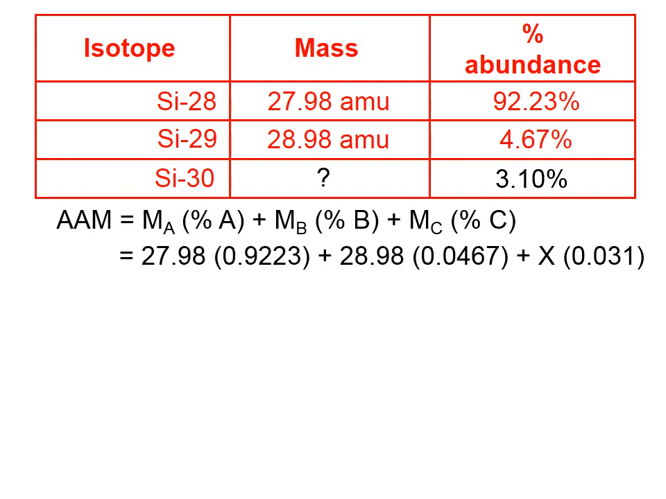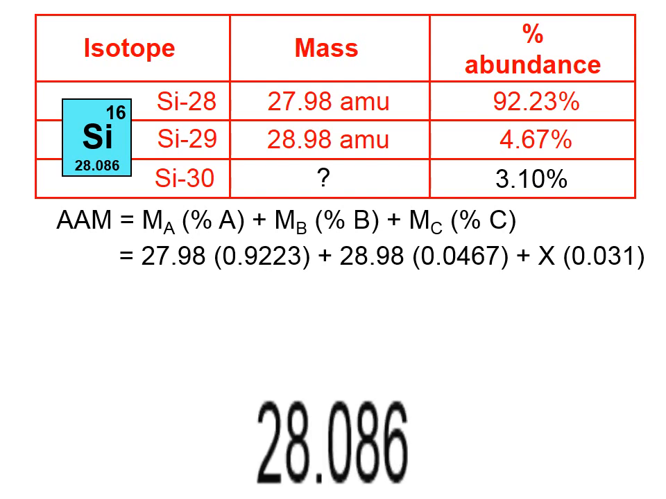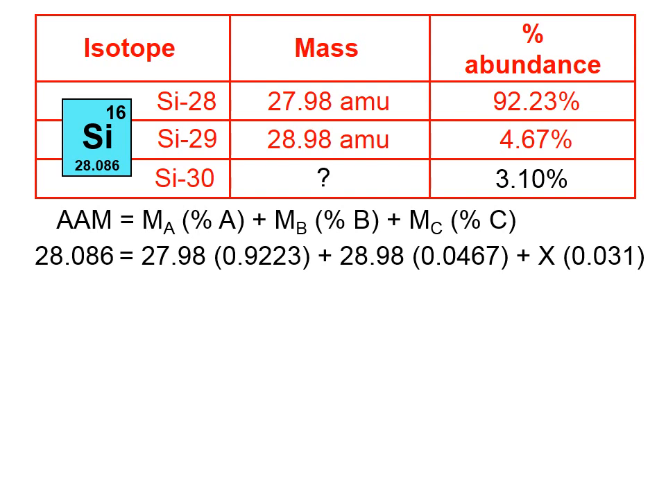Now, of course, we can't solve this because we have an empty spot here on the left side, and we don't know what the average atomic mass is. However, we just learned on the previous slide that the average atomic mass is actually printed on the periodic table, which means for silicon, the average atomic mass, according to my periodic table, is 28.086 AMUs. Now you can see that we have this equation. There's a single unknown, X, and this is just a matter of doing the algebra correctly and solving for X.